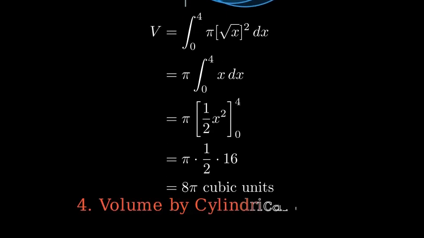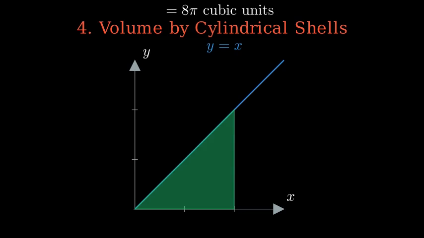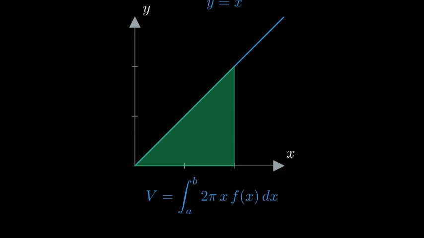Our fourth application is finding volumes using the cylindrical shell method. When we rotate a region about a vertical line, like the y-axis, it can sometimes be easier to use the cylindrical shell method rather than the disk or washer method. For a region bounded by y equals f of x, the x-axis, and the vertical lines x equals a and x equals b, when rotated about the y-axis, the volume is given by the integral from a to b of 2 pi times x times f of x dx. Here, x represents the radius of each shell and f of x is its height.